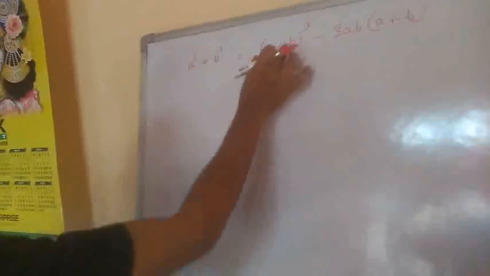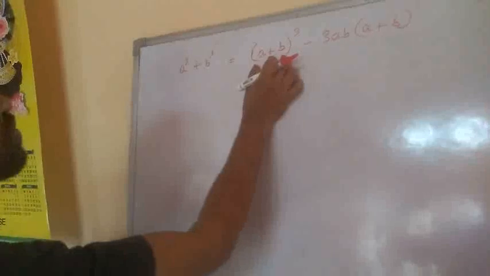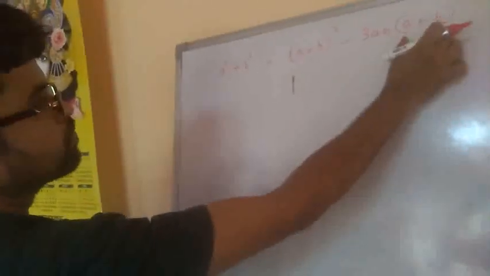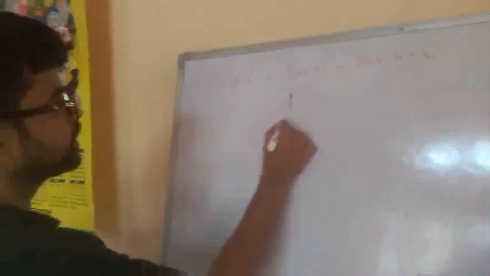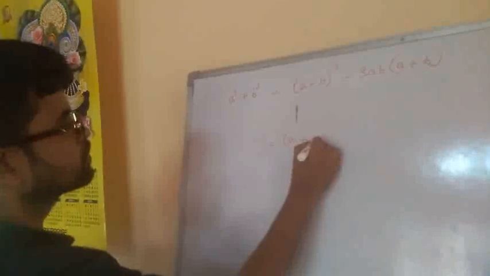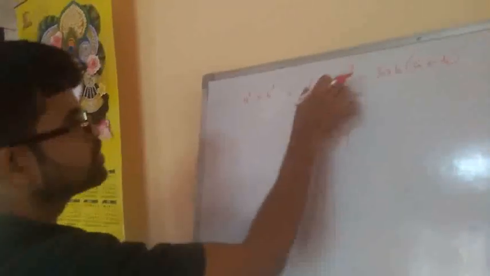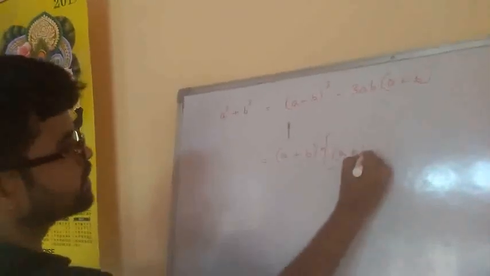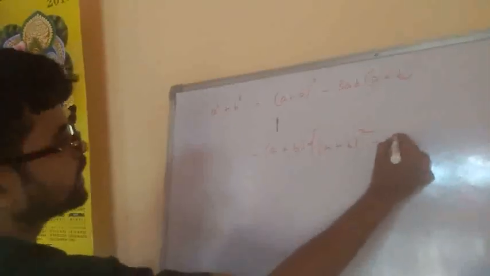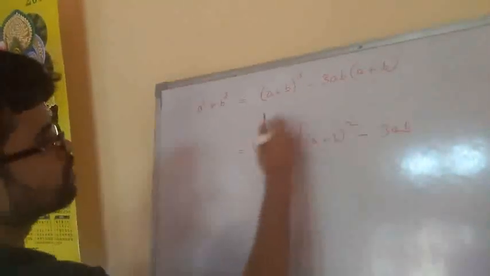Now if you see this type of term that is common in both the terms, I think your mouth would be watering to take it common. So why don't you take it? Take common a plus b. So here you will get, since one power you have taken as common, you will have power 2, that is a plus b whole square. Then minus thrice ab, and we have taken common, so nothing more.